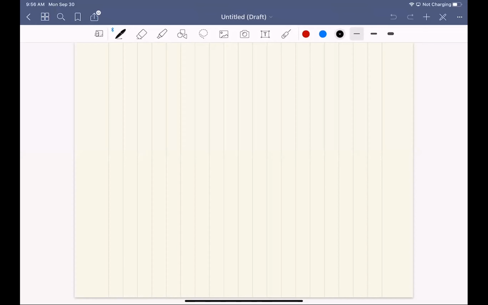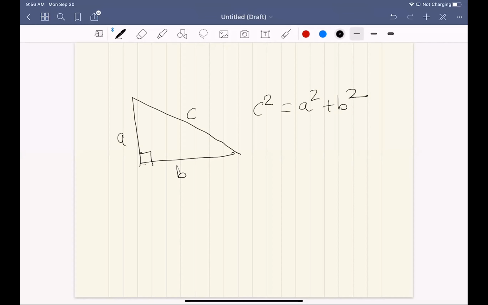So let's talk a little bit about Pythagoras theorem. What is Pythagoras theorem? You have a triangle which is a 90-degree triangle like this. So this is 90 degrees. You have a side A, a side B, and a side C. So C square is equal to A square plus B square. That means C is equal to under root A square plus B square.